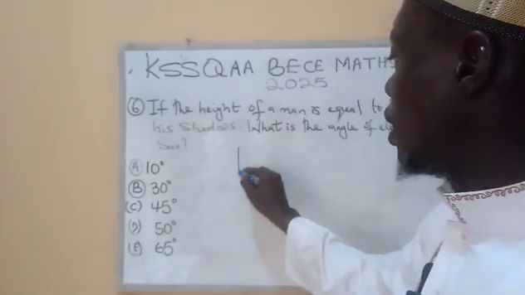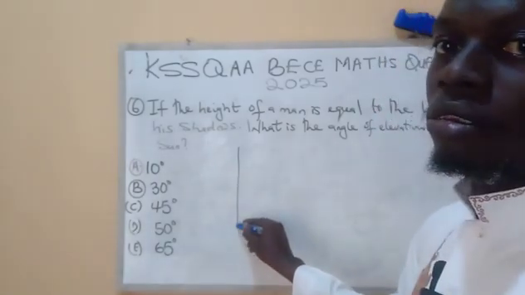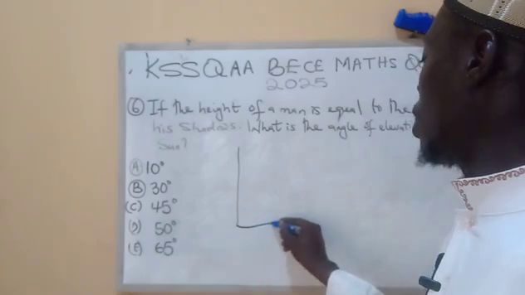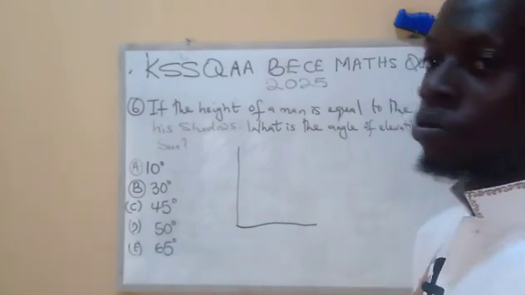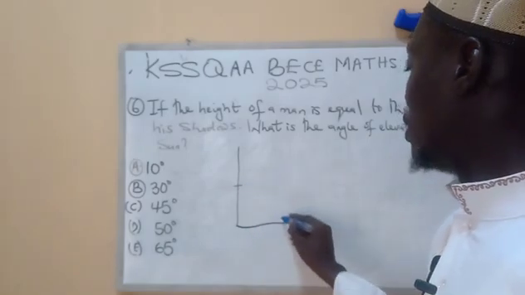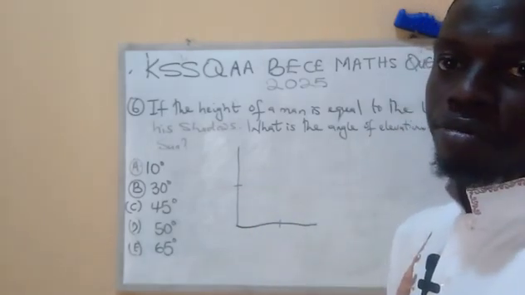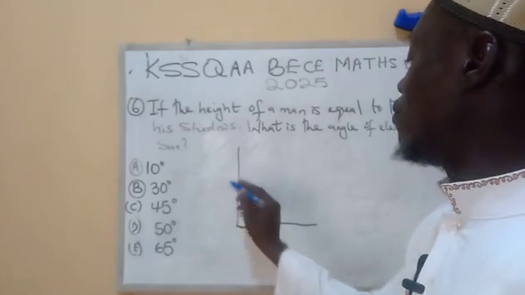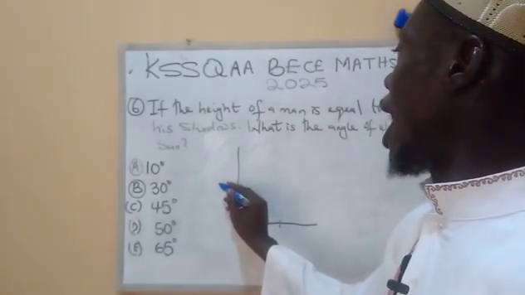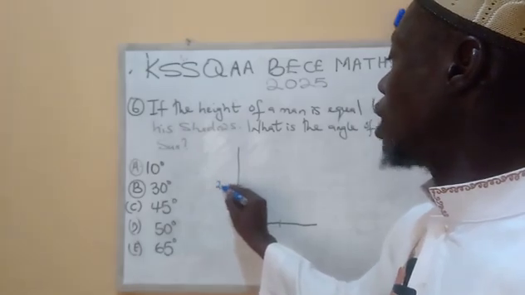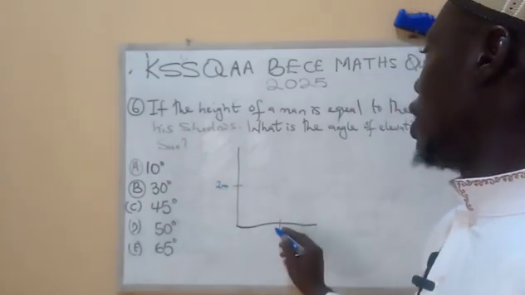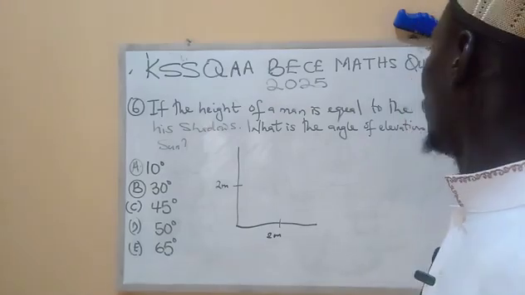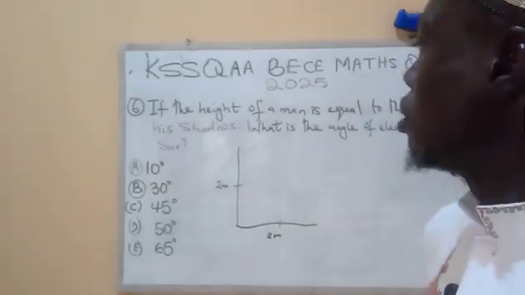So let's say here is the height of the man. Then it is equal to the length of its shadow. So here is the length of the shadow. Meaning this length and the length of the shadow are equal. So it means that if the height of the man is 2 meters, then the length of the shadow will also be 2 meters. So we have cleared the first sentence of the question.